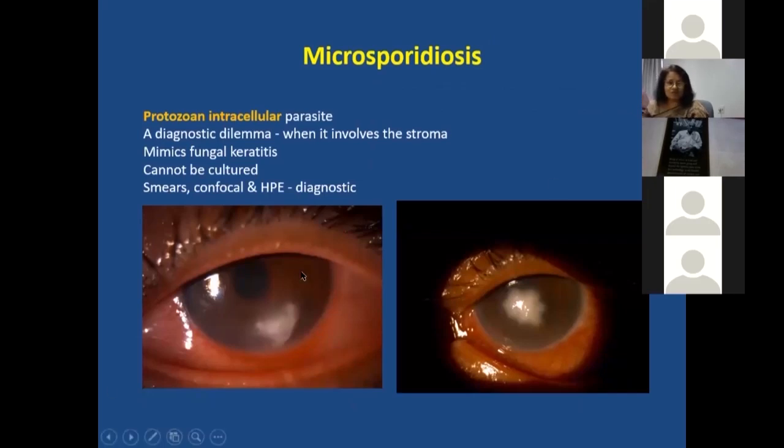Coming to microsporidiosis, this is another area where the confocal can prove helpful. This is a protozoan intracellular parasite, as you all know. The epithelial form can be diagnosed very easily. You can easily access the material and you have the characteristic SPK. But when you come to the stromal form, sometimes it's very difficult. It mimics fungal keratitis. The other thing is that it cannot be cultured. So either smears, confocals or only HP will be diagnostic.